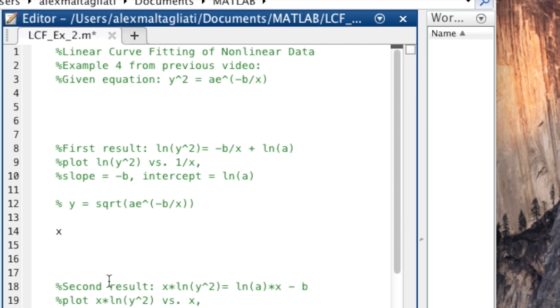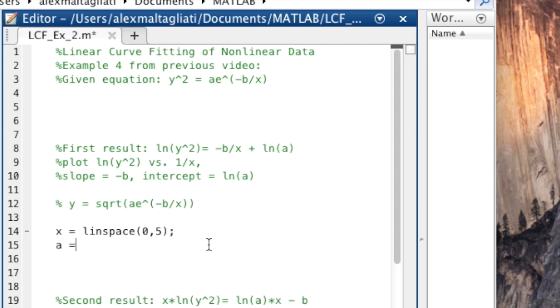So usually a good bet for the x values is from 0 to 5, and we'll suppress that. The linspace command creates 100 values from 0 to 5. Okay, and for our constant a, because we have this square root right here, we're going to want to pick a positive value, so I'll pick just 0.9, suppress that, and b, let's just pick 0.2.